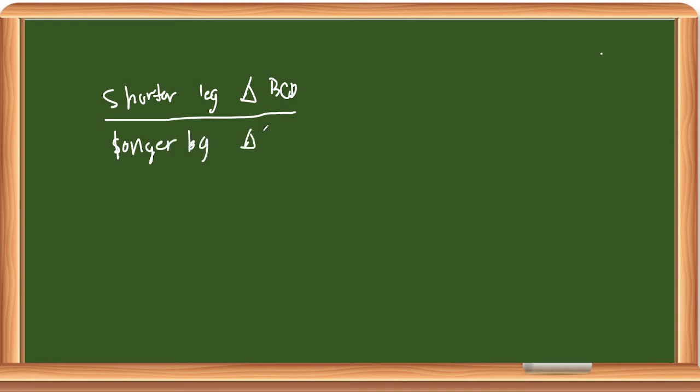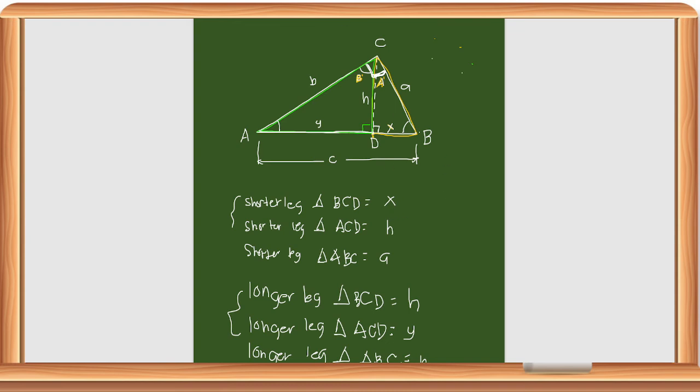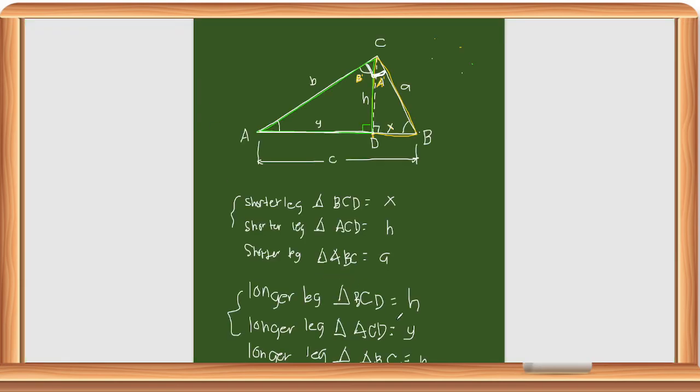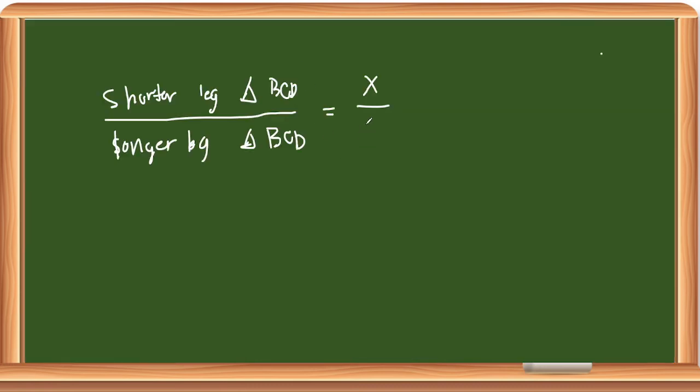Of triangle BCD then, no? The smallest triangle. So the shorter leg of triangle BCD is x. So let's put x here. X over the longer leg of triangle BCD, which is h. Okay, so that's going to be x over h.